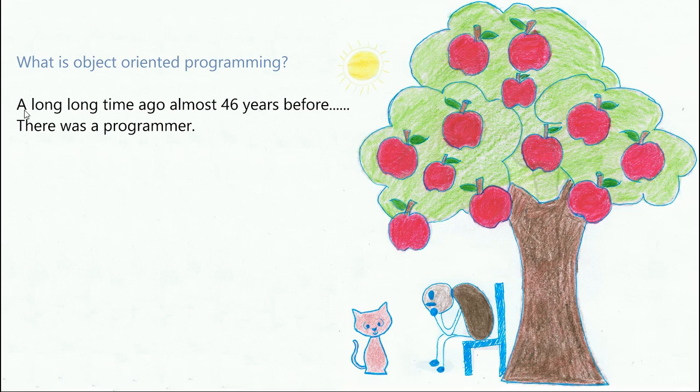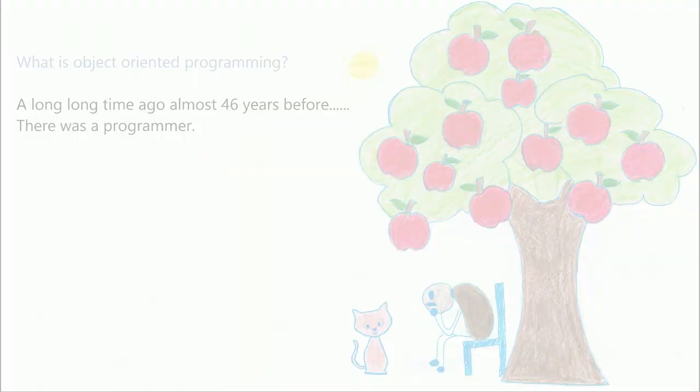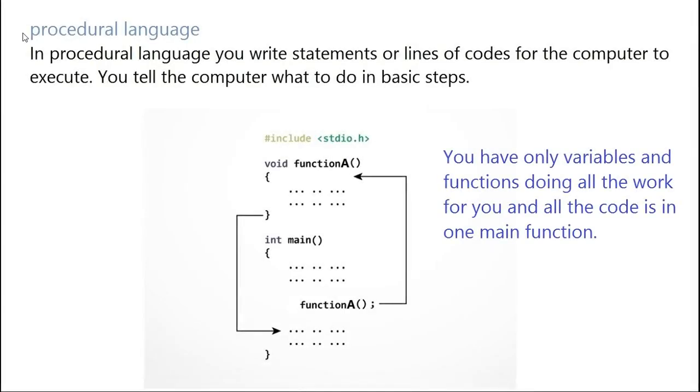So, a long time ago, when all programming languages were procedural, there was a programmer. But hold on, you know what the procedural language is? No? Then I first tell you about procedural language, then I will continue my story. In procedural language, you write statements or lines of codes for the computer to execute. You tell the computer what to do in basic steps. For example, C is a procedural language.